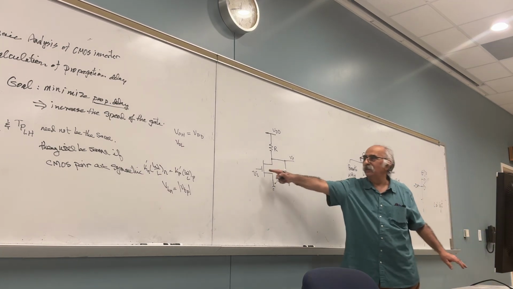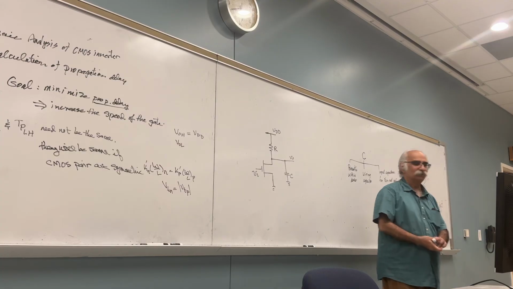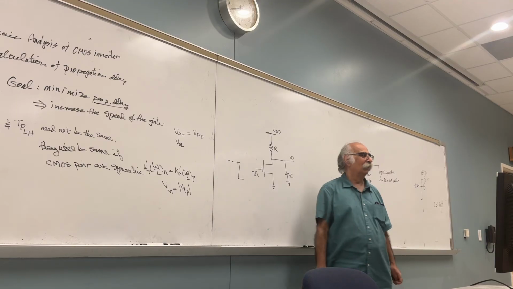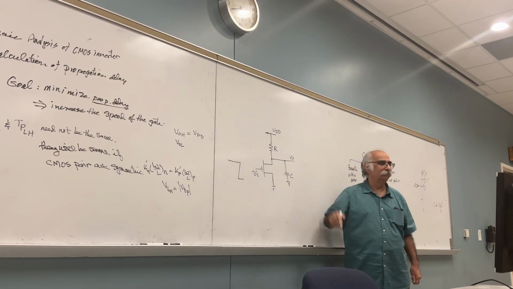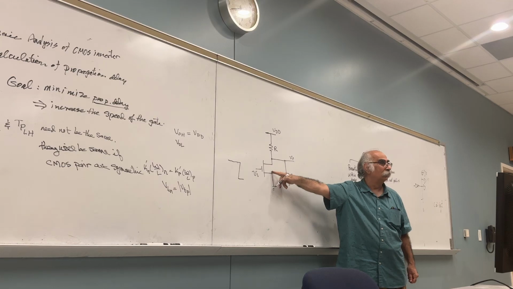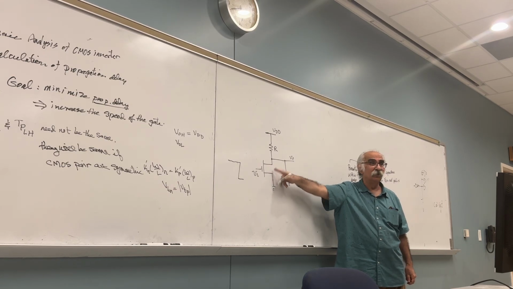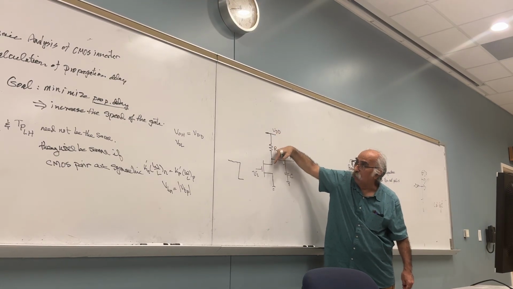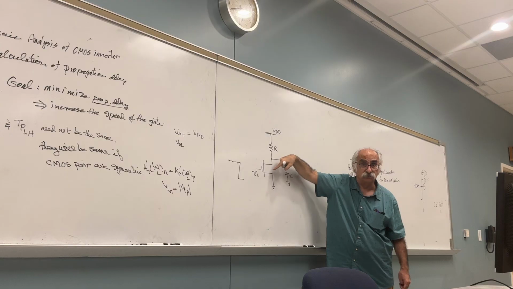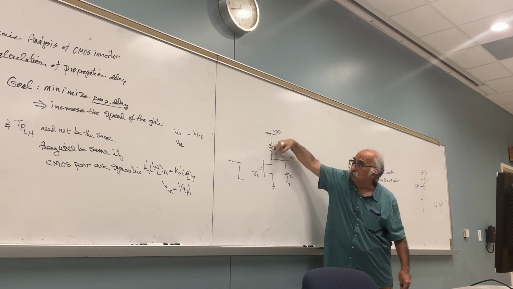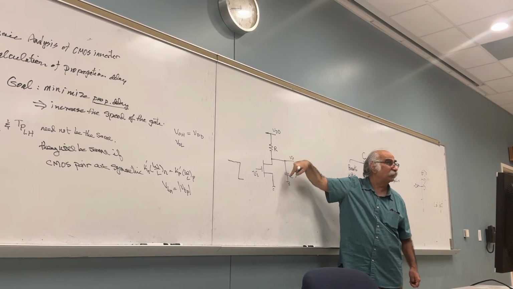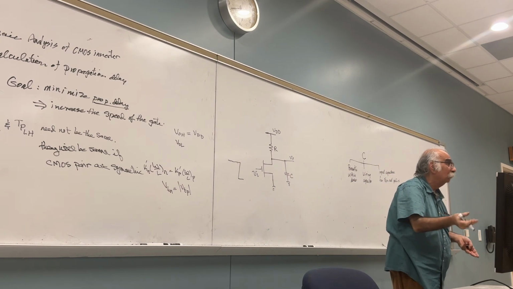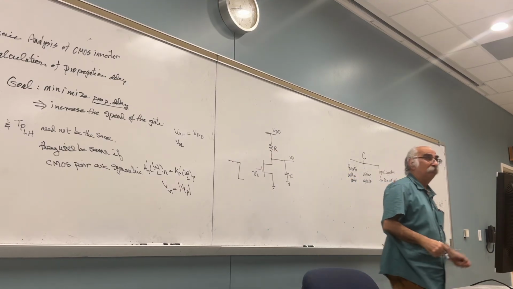Now, suddenly the input goes low. So the input was high, and suddenly the input goes low. What will happen? The NMOS is off. What will happen to the capacitor? The current will go this way. Can it go this way? No, because the NMOS is off. So it goes this way. The capacitor begins to charge to VOH, which is VDD.